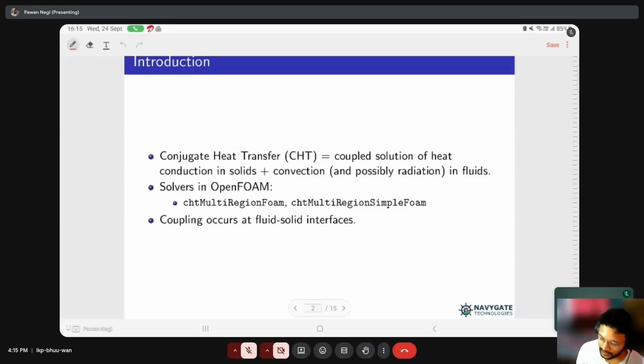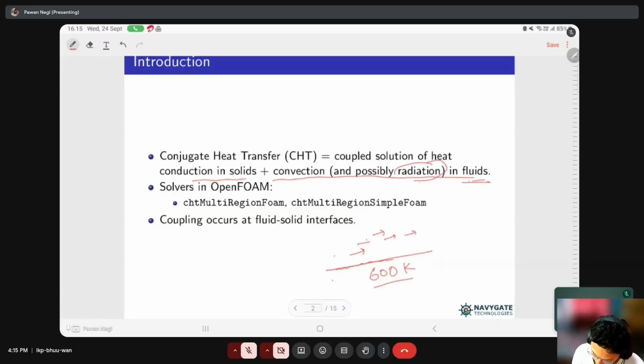Conjugate heat transfer is a coupled solution of heat conduction in solid, as I said just now, and convection and possibly radiation. We'll solve both convection and radiation in fluids. Basically, if there is a wall, and if this wall is at 600 degree Kelvin, this wall will get heated, and if there is a flow which is going above this particular surface, then due to convection there could be some density changes of this fluid that will make these particular molecules lighter.